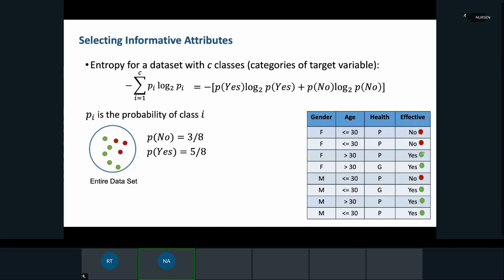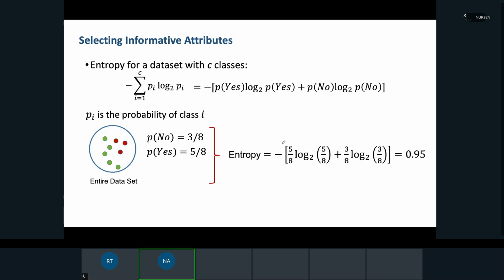In the original data set, we have 5 yes cases. Therefore, probability yes is 5 over 8. We have 3 no cases. Probability no is 3 over 8. This is the entropy of the entire data. In the previous one, we divided based on the age, but currently we start by discussing the entropy of the whole data set. When we put this into the formulation, entropy of the whole data set is 0.95.